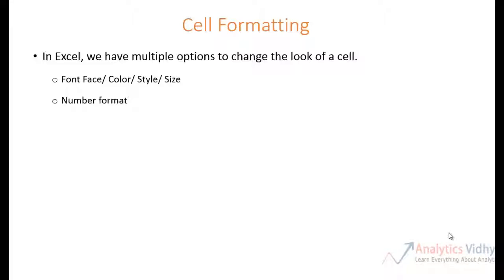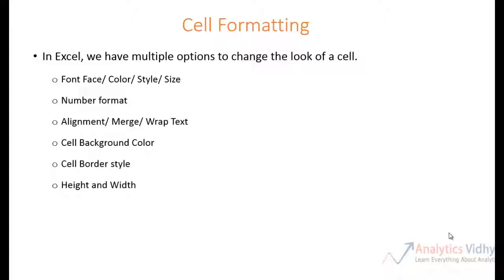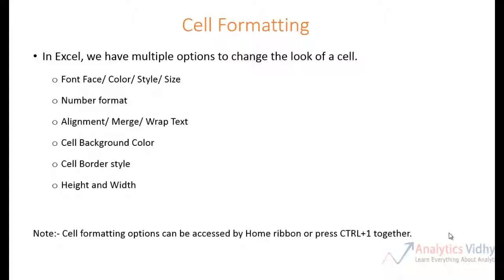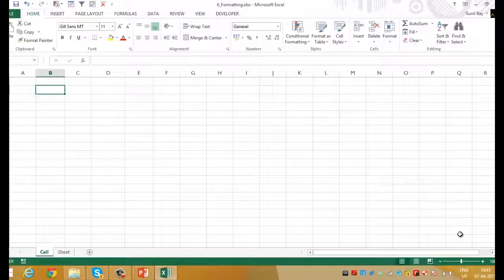First, we can change font style, color, size, we can change number format, we can also change the alignment of the cell, we can change the cell border, color, border style, background color, height and width. Let's do it now. Now I have the Excel file. Let's put a number. Let's take it as 1234.5678.